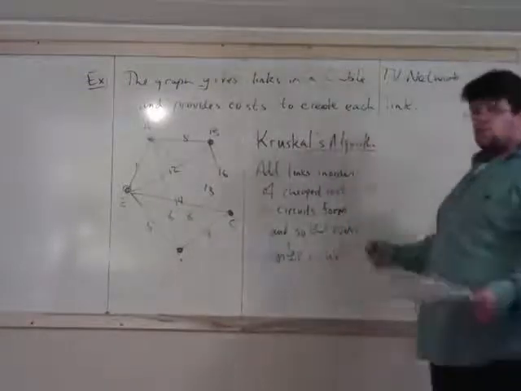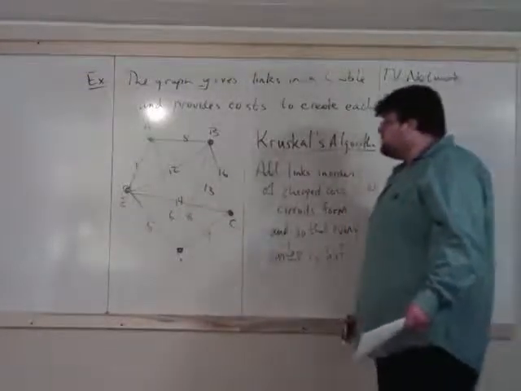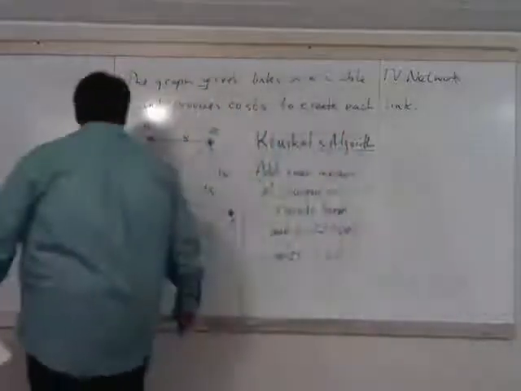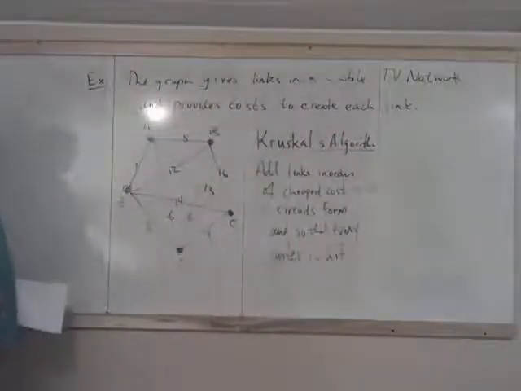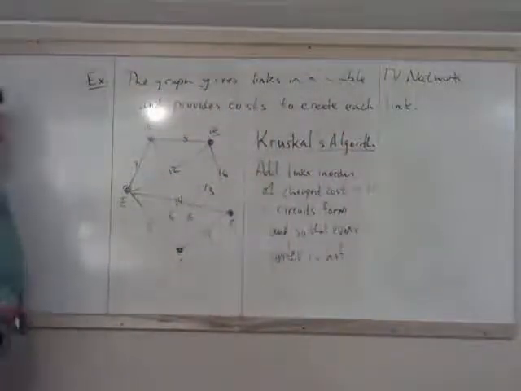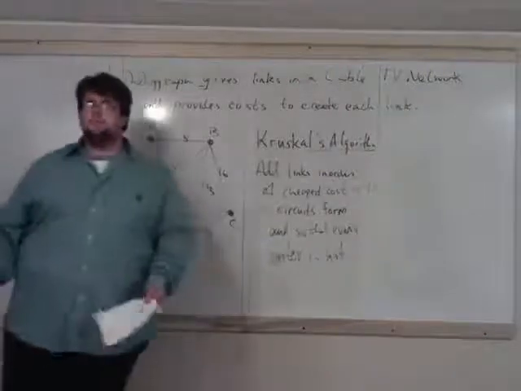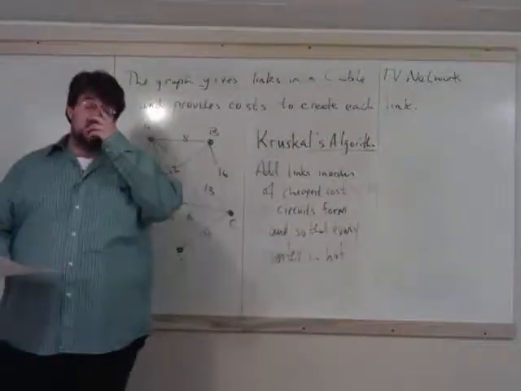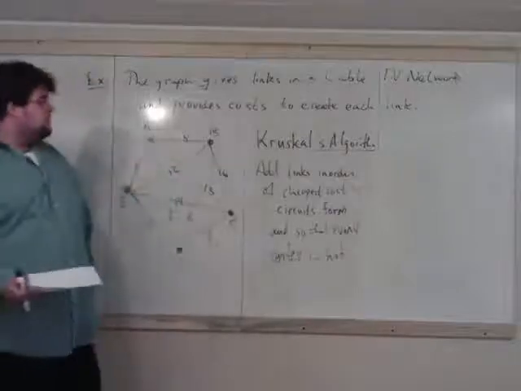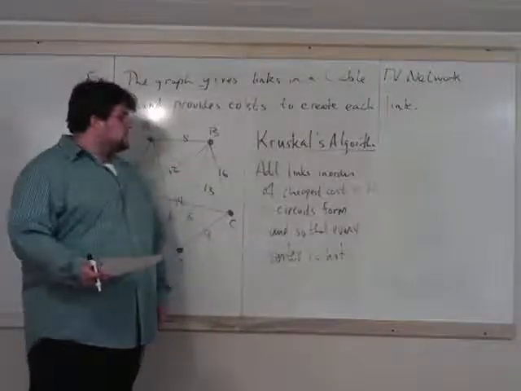We're creating a tree by starting at the lowest and going up. So to do this, let's first rank these costs. Well, maybe Kruskal was a mathematician in the 1900s. He came up with his algorithm sometime in the 50s or 60s, I think.